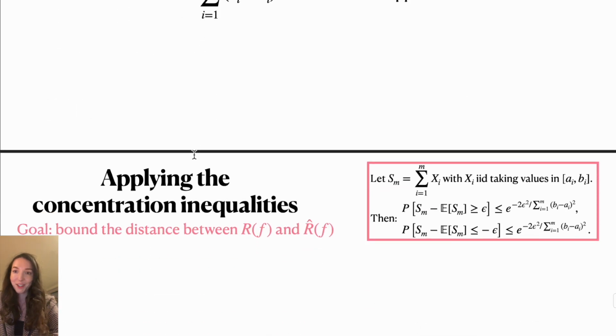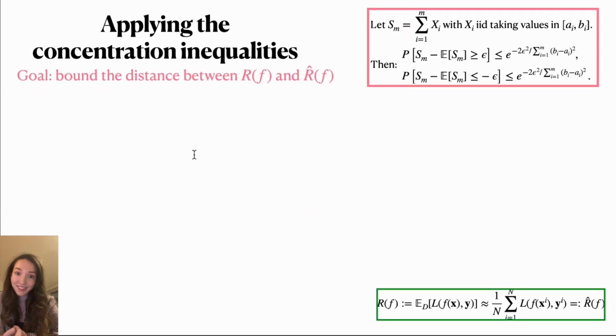And then finally we get to the final step, which is applying these concentration inequalities. Remember that our goal was to bound the distance between the empirical risk, our f hat, which was defined by this 1 over n sum of our losses over the samples from our data, and the true risk R of f, which was the expected value over our whole data generating distribution of our losses. We want to bound their distance using Hoeffding's inequality that we proved before, and which I have here in the right-hand corner.